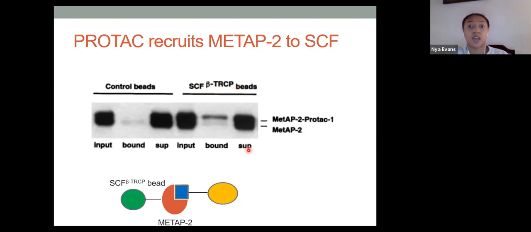So it does work. As of this step, the PROTAC is able to guide the target protein to the E3 ligase to begin the process of ubiquitination or proteolysis. And that's all.